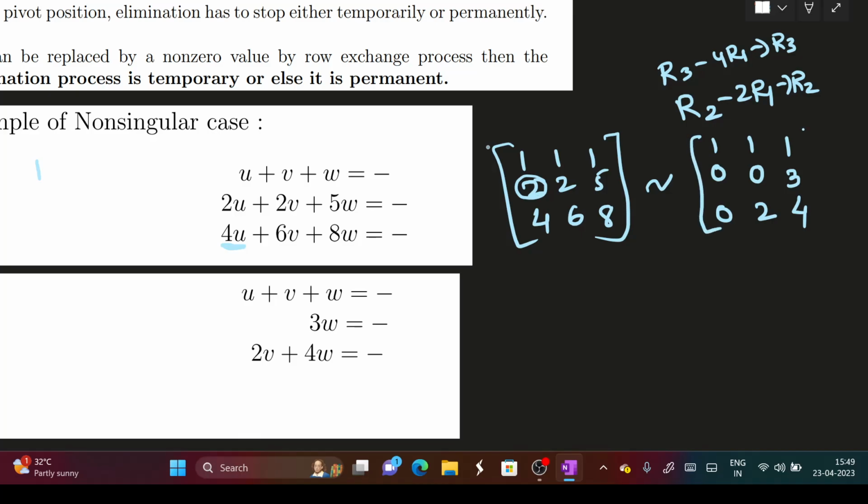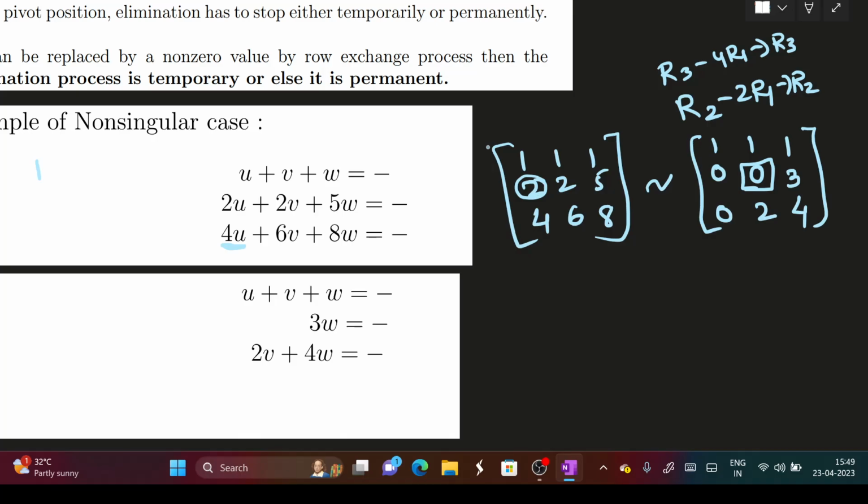Coefficient matrix only we are discussing. Now one can observe that in the second position, first 1, 1 position, that is coefficient of u in the first equation, coefficient of v in the second equation, coefficient of w in the third equation, they are pivots. So in the second pivot position, I have a 0. That means my second pivot is missing.